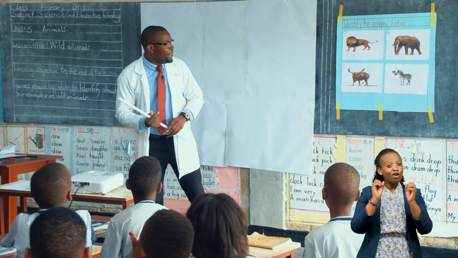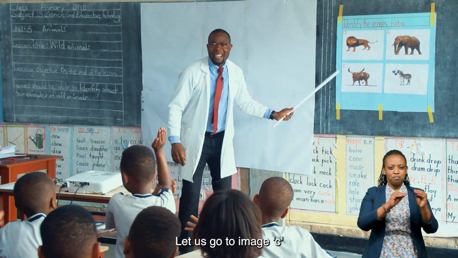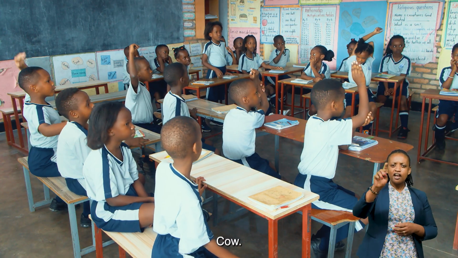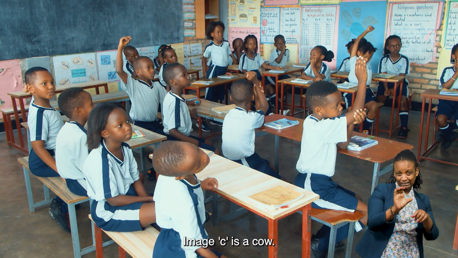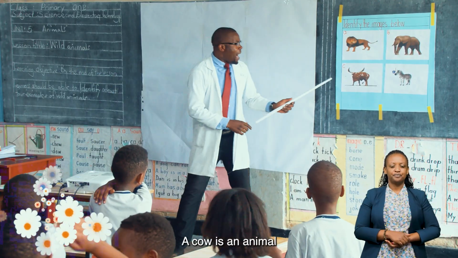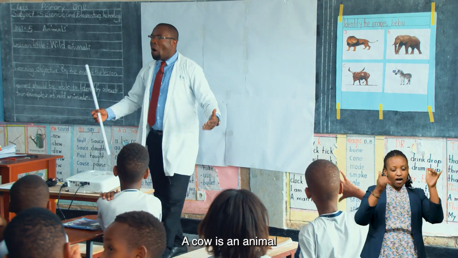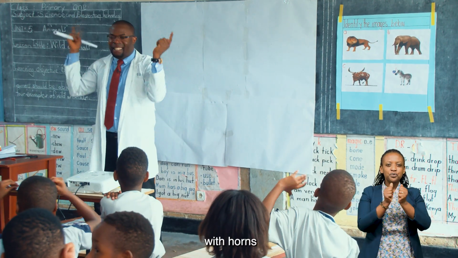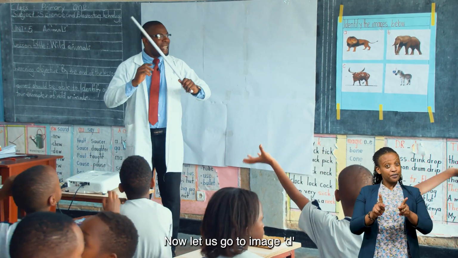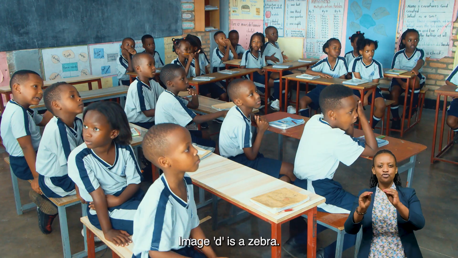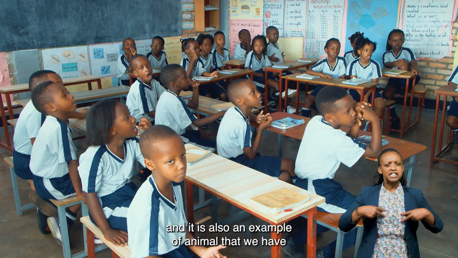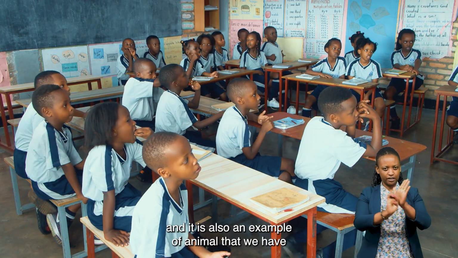Okay? Let us go to image C. Identify image C. Yes, Keza. Image C is a cow. Thank you so much. You can sit. A cow is an animal with horns. Okay? Now let us go to image D. Image D is a zebra, and it is also an example of an animal that we have.